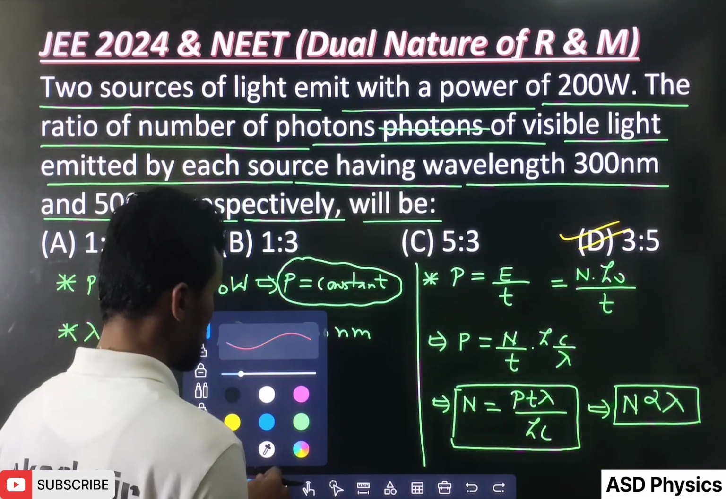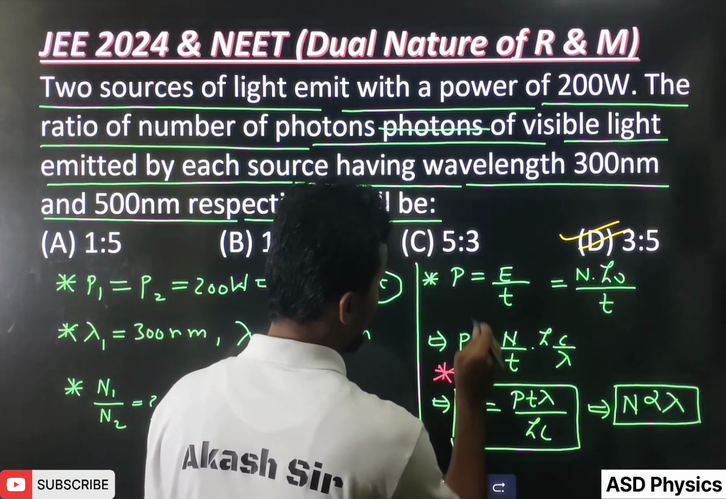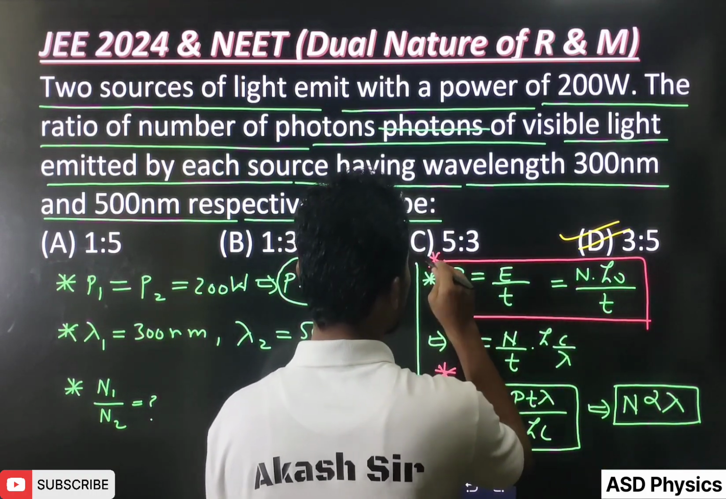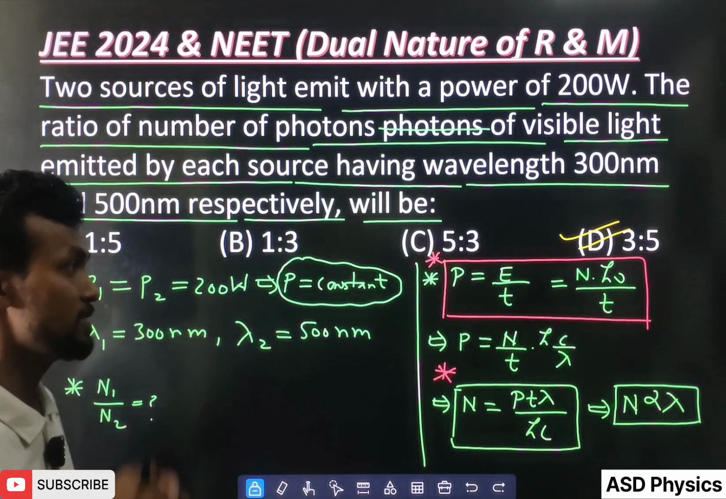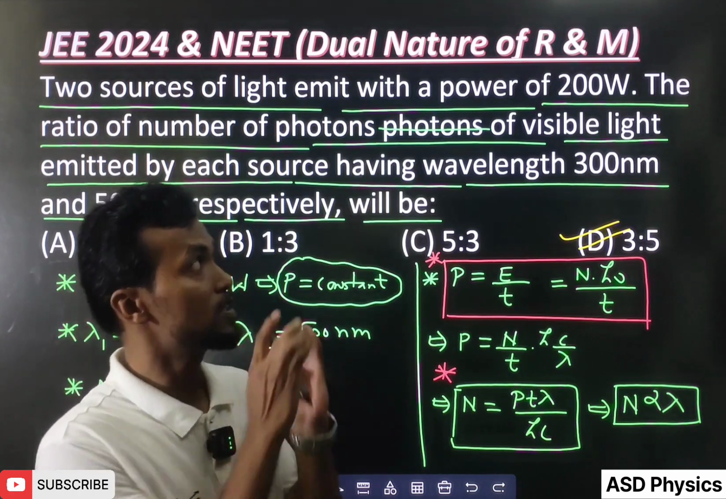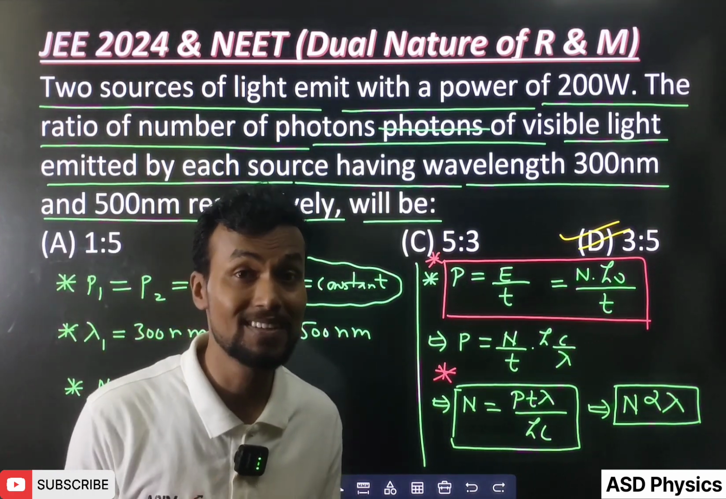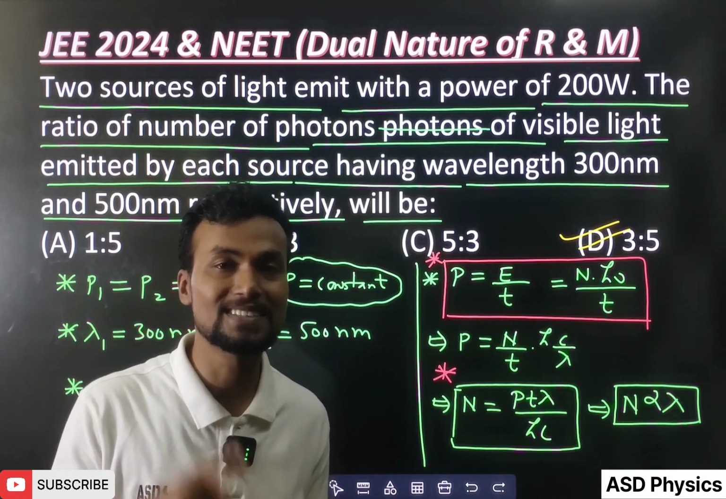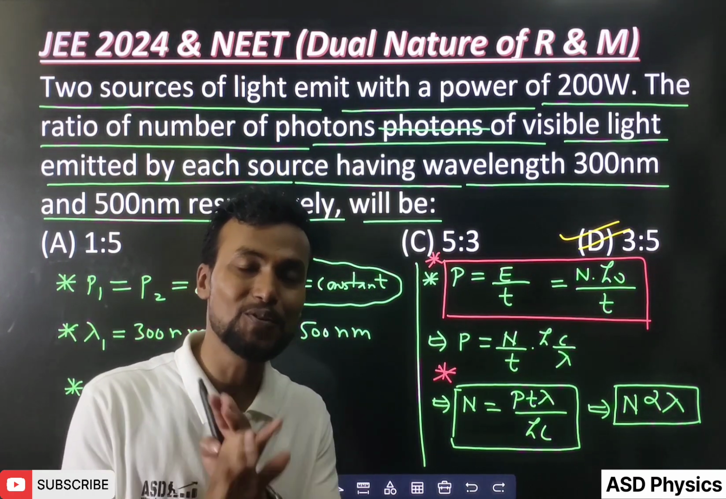So students, I hope both these formulas are very important and very clear to you. I hope this dual nature of radiation question is very understandable, and if this question comes in a NEET exam, JEE exam or CBSE exam, you can do it very properly.